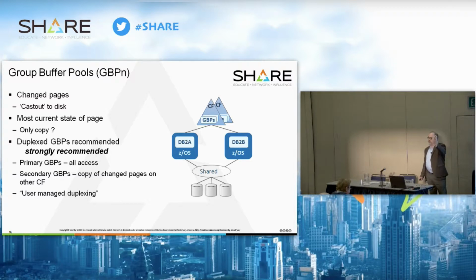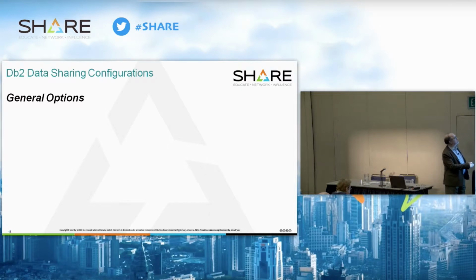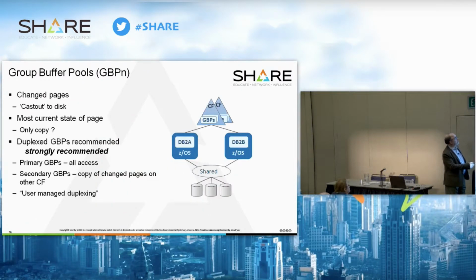So we want to duplex the group buffer pools. We're going to use user-managed duplexing. So DB2 is going to keep a copy in the primary here and another copy of that new page in the secondary. So that if I lose one of the CFs, or I lose one of the group buffer pools, that page is there already, and I don't have to go through a long, expensive recovery process. Duplexing group buffer pools is strongly recommended. Another way to say this is there's no excuse not to duplex group buffer pools.